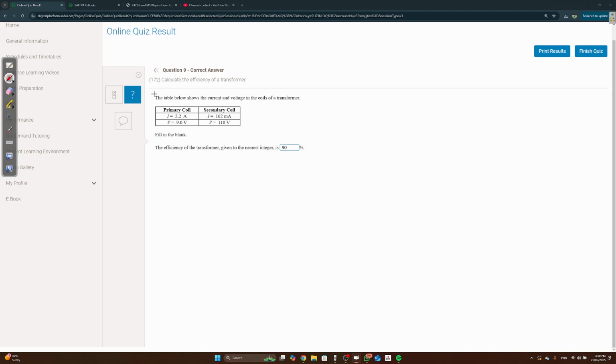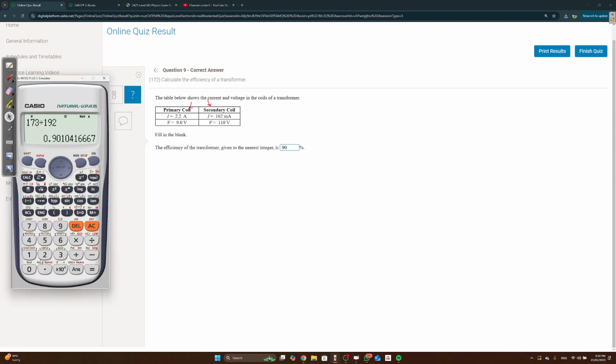Question 9. Primary is this, secondary is this. What's the efficiency? Okay, you find the power here, and then you find the power here. How do you find the power here? I times V. So 2.2 times 9. Let's see, 2.2 times 9. 19.8. So here you have 19.8 watts. Here you have 0.162 times 110. Why 0.162? Because it's not given in amperes directly, it's given in milliamperes. How do you do this? You divide the output by the input, and you get 0.9. So in percentage, that's 90%.